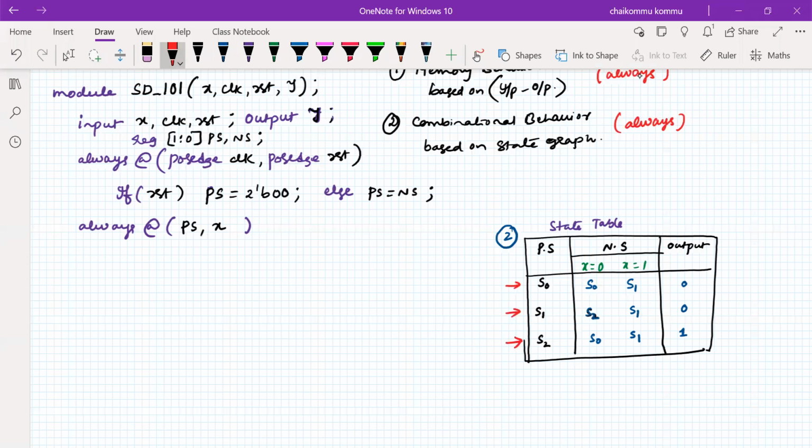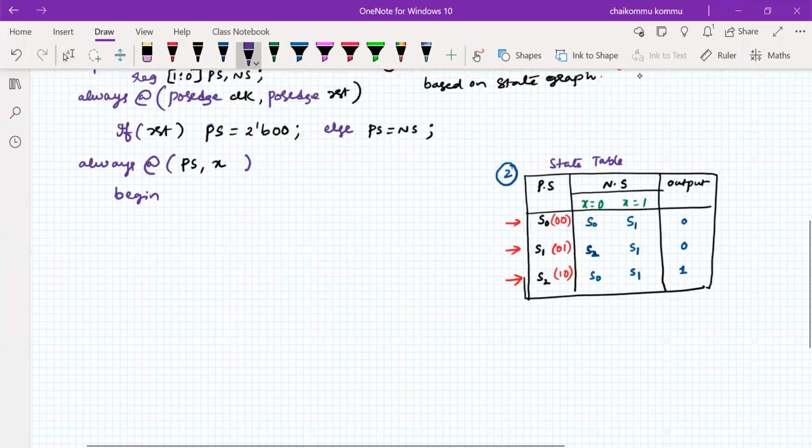So how many bits are there for this one? 2 bits. For this one, 01. For this one, 10. Similarly, wherever you find S0 we use 00, wherever S1, 01, something like this we can write. So let us begin. I'm using the case statement, and the case depends upon the present state, right?